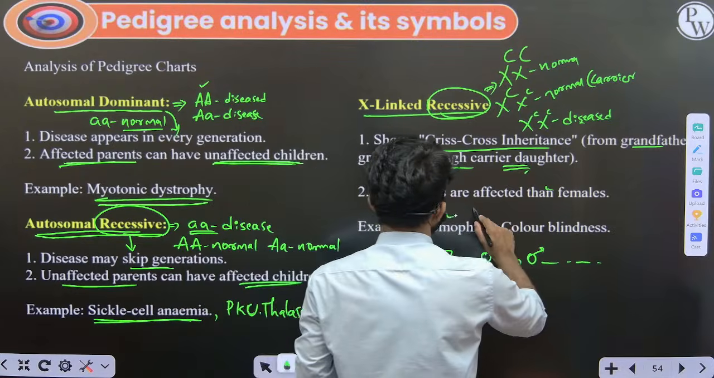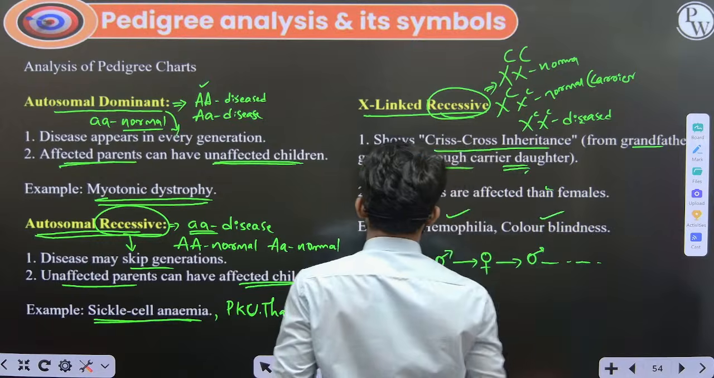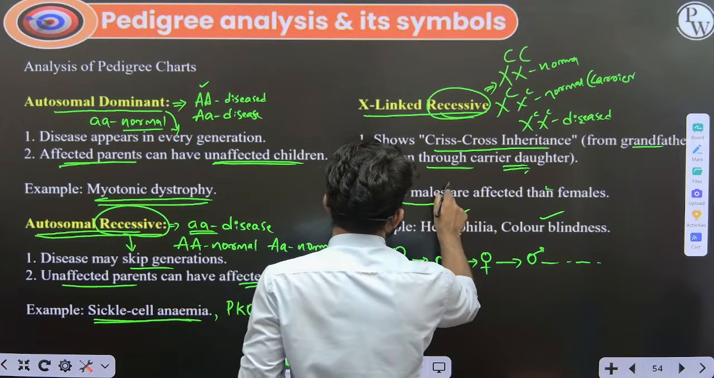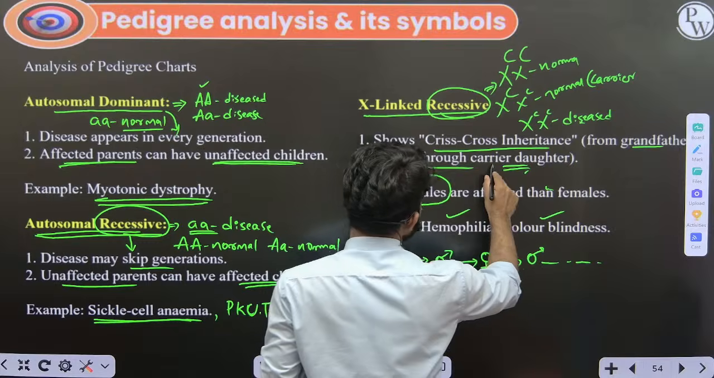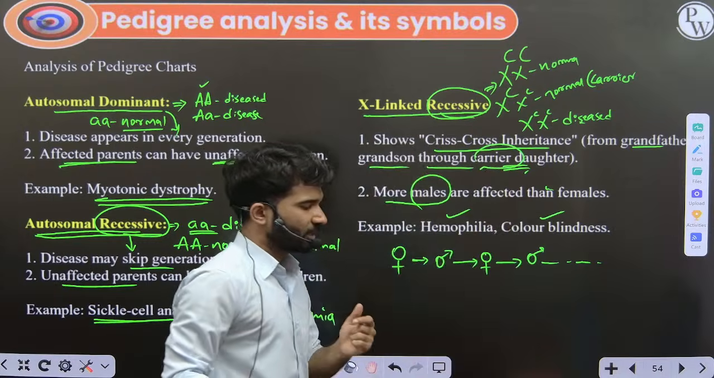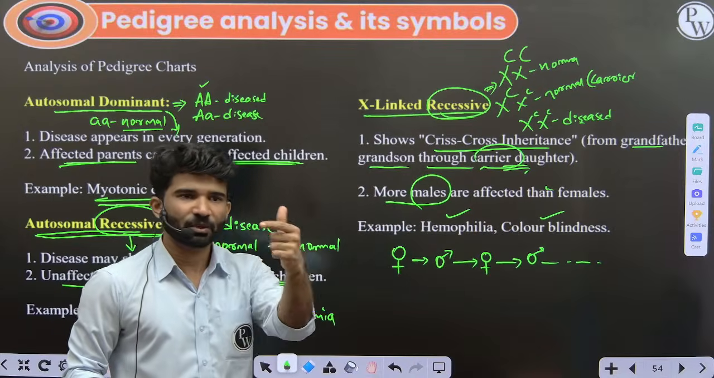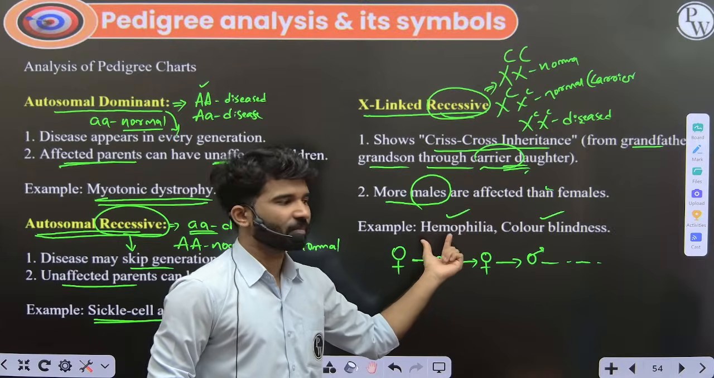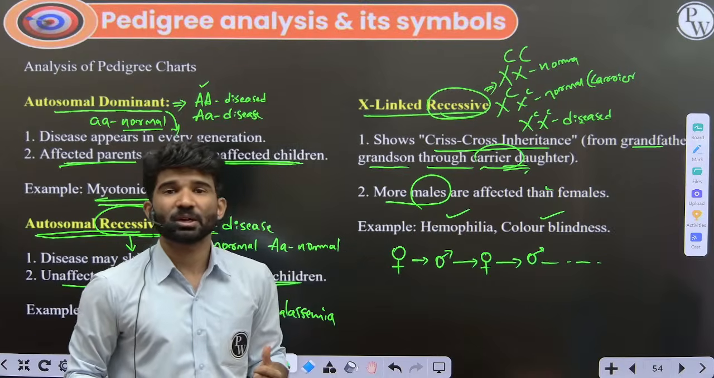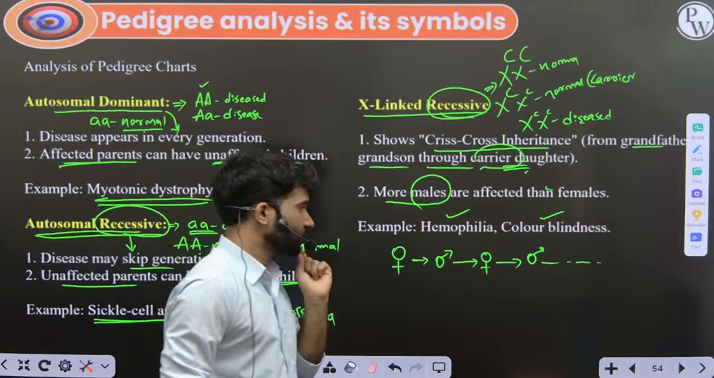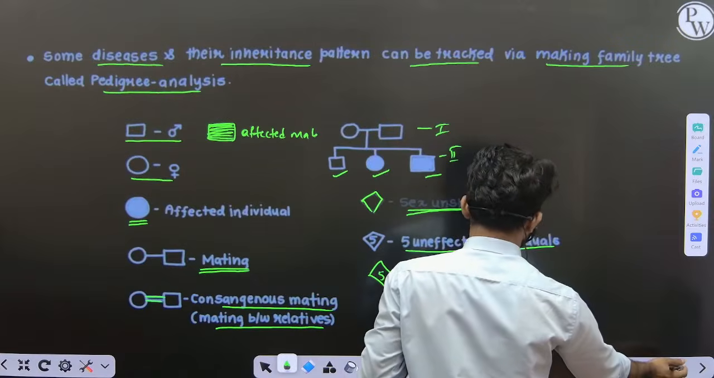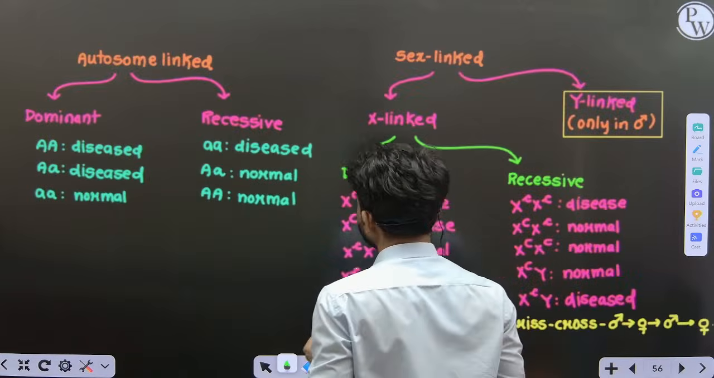Two examples are hemophilia and color blindness. More males are affected because females are carriers here. A female being affected is rare in this condition because they act as carriers. So we will study the pedigree chart.